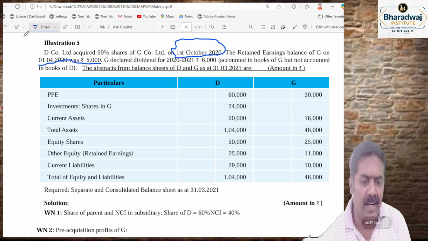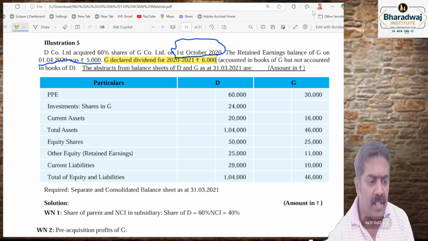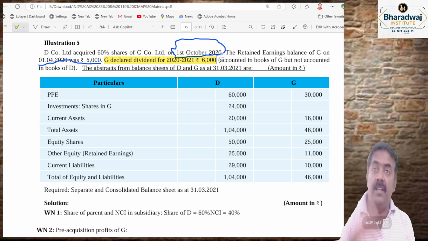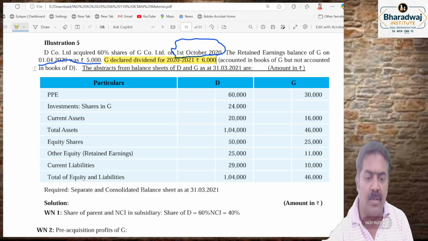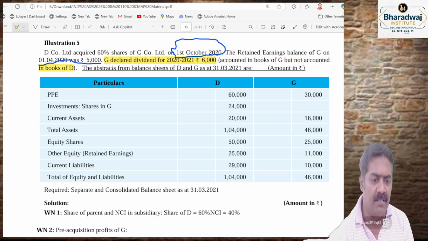G Limited declared a dividend for 2021, given. They are declaring dividend for 2021. It is accounted in the books of G, which means the subsidiary company has recorded this already, but not accounted in the books of D. D Limited, the holding company, has not recorded the dividend. Who has recorded the dividend? The subsidiary company has recorded the dividend.